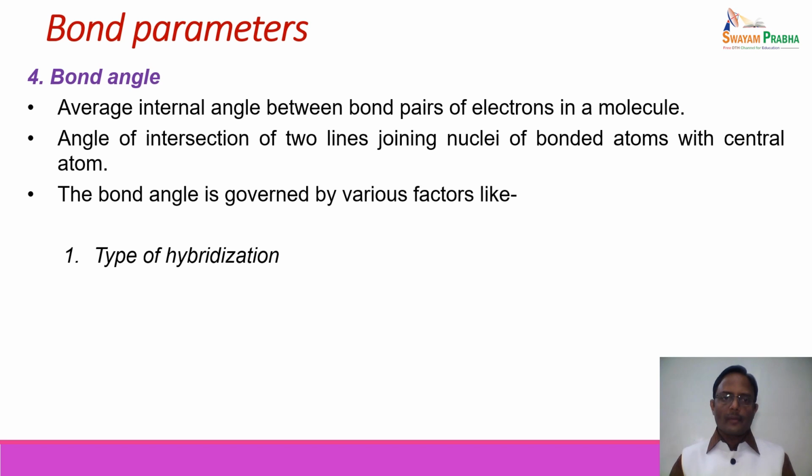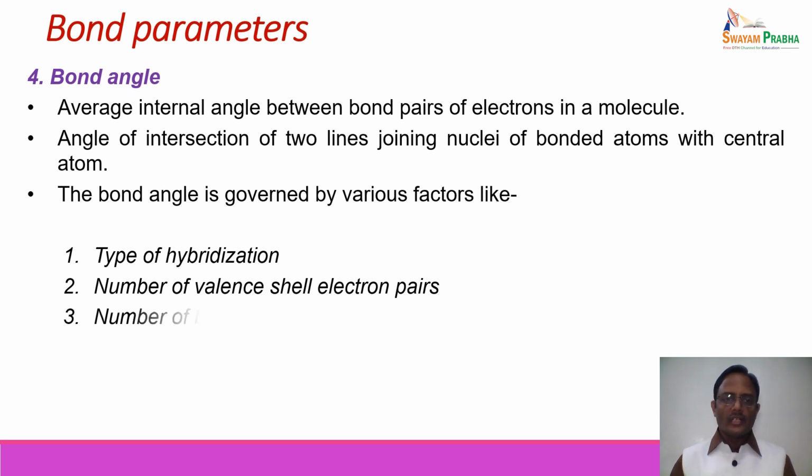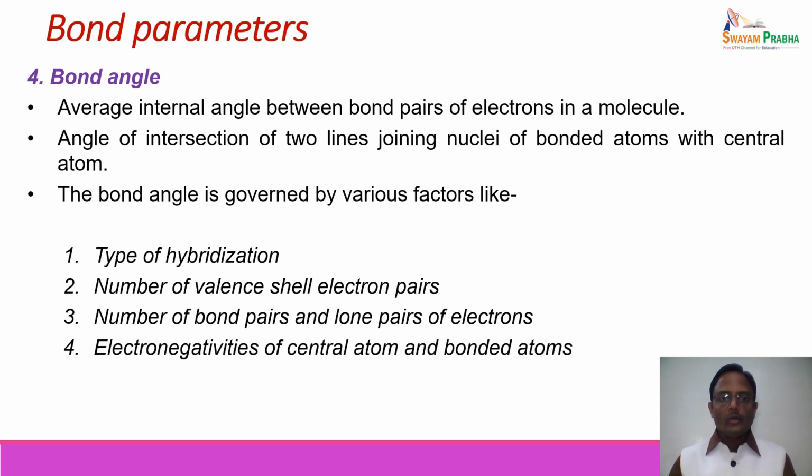We are going to discuss hybridization in a subsequent lecture, and the number of valence shell electron pairs present in the central atom, the number of bond pairs and number of lone pairs, the electronegativities of the central atom and bonded atom, and presence of multiple bonds. All these factors will govern what the bond angle will be in a particular molecule.